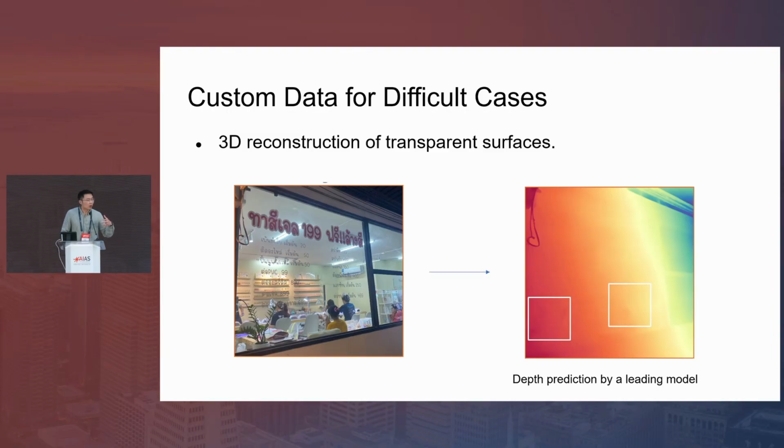So here's another example of how we can customize data to develop better models. A well-known challenge for 3D vision is the handling of transparent surfaces. For example, if you take a state-of-the-art model and give it an image that contains a transparent surface, the model is often confused and it doesn't know what to do.